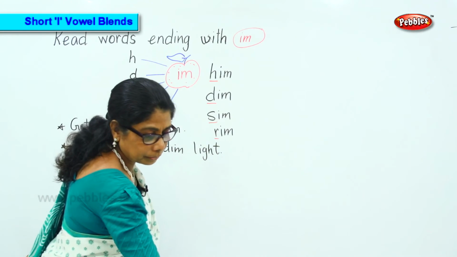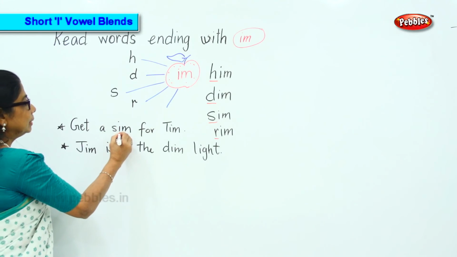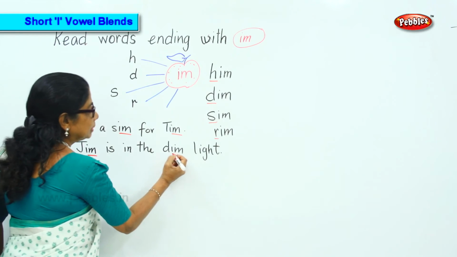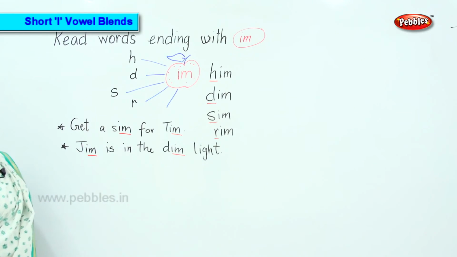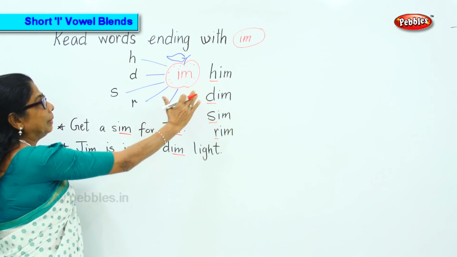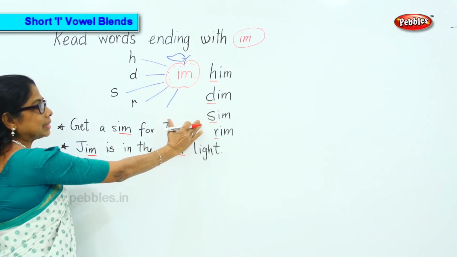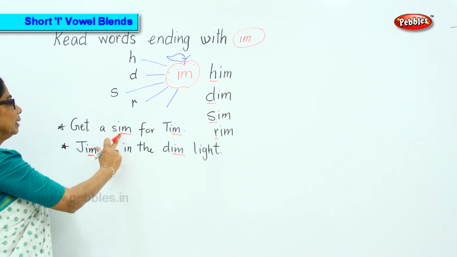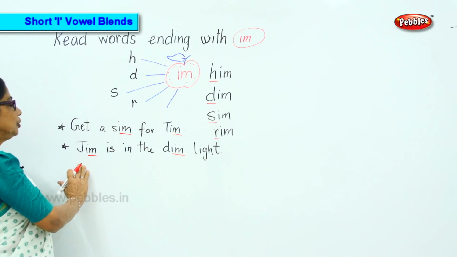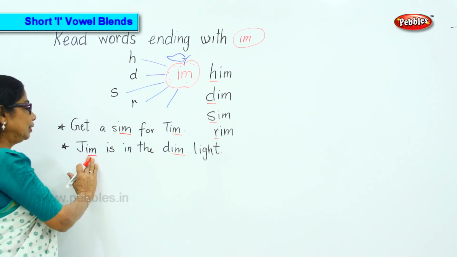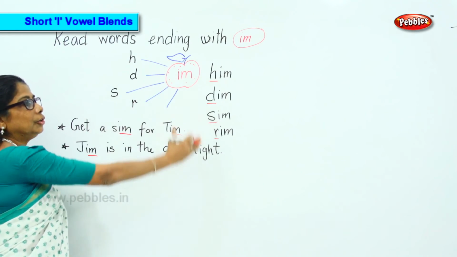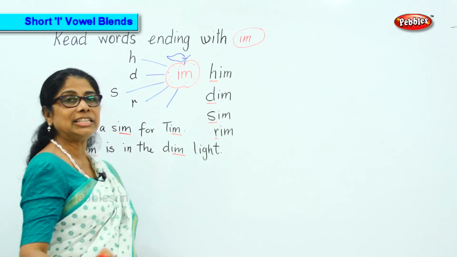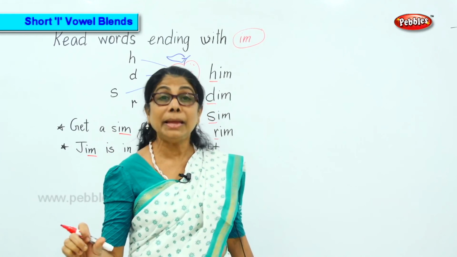Okay, look at it. Here we have Sim, Tim, Jim, dim. Words ending with IM. H, him, dim, sim, rim. Get a sim for Tim. Sim, Tim. Jim is in the dim light. Jim, dim. Learning to use sentences. Using these words, make sensible sentences. Words ending with im.